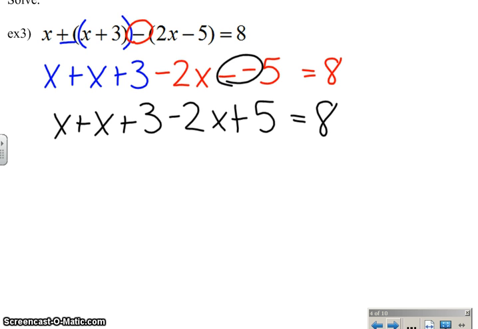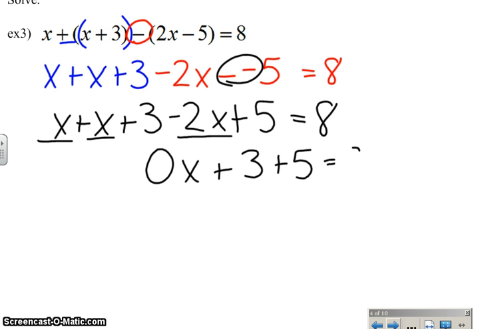I'm going to start with my variables. I have 1x, 2x, negative 2x. Putting all of those together, looks like we're getting a 0x. And you may be a little nervous about this, but just hang on. We're going to finish things up to see where we're at.